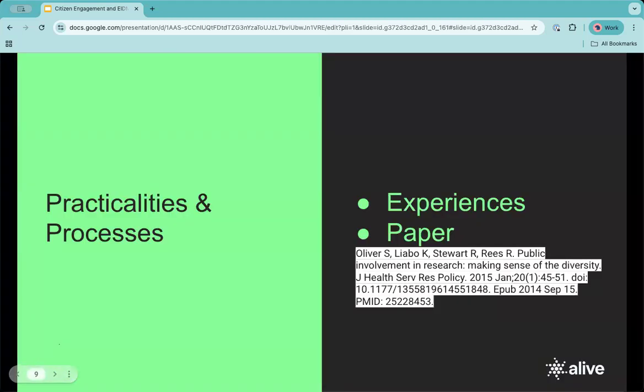So I promised I would share some more on the practicalities and processes, and I'm going to be drawing, in doing this, both on my own experience of this work over the last 20 or so years, but also linking that to a paper that I wrote with colleagues when I was based at the Epicenter in London, led by Sandy Oliver, who I know has also presented to this community of practice. It's a paper that dates back to 2015, but it has a useful framework that I still refer back to in much of my work.